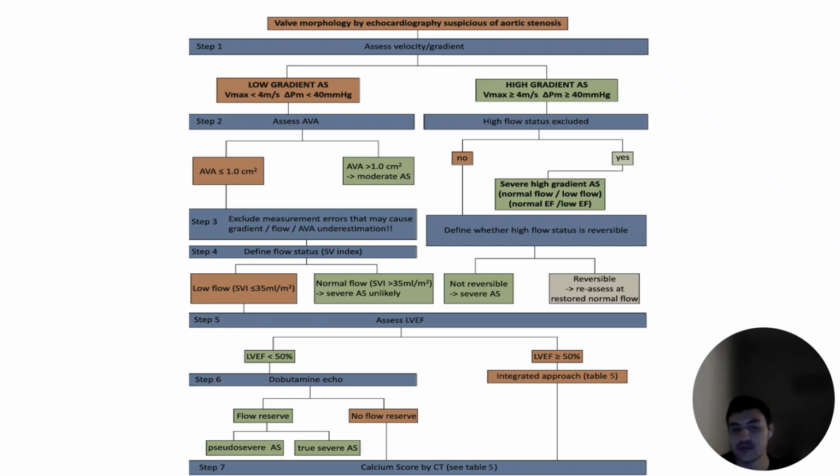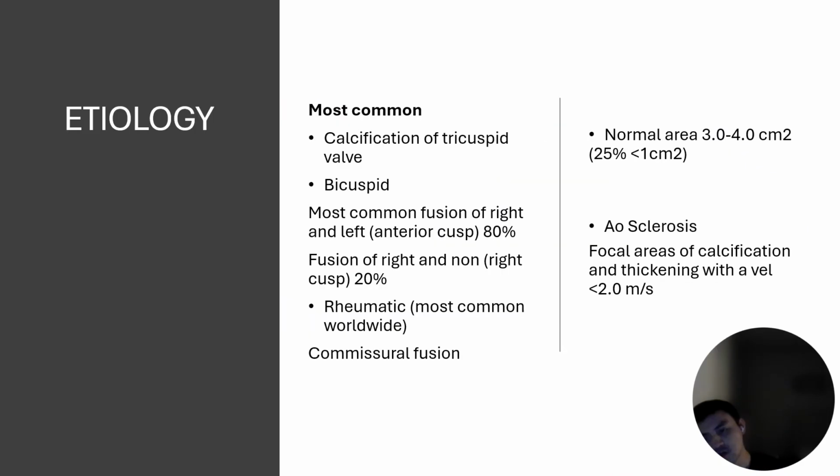But this is an oversimplification. So I'm going to explain step by step, and later on we are going to understand each point of this diagram. The etiology: what is the most common cause of aortic stenosis? Calcification of a tricuspid valve. Another common cause is bicuspid aortic valve.